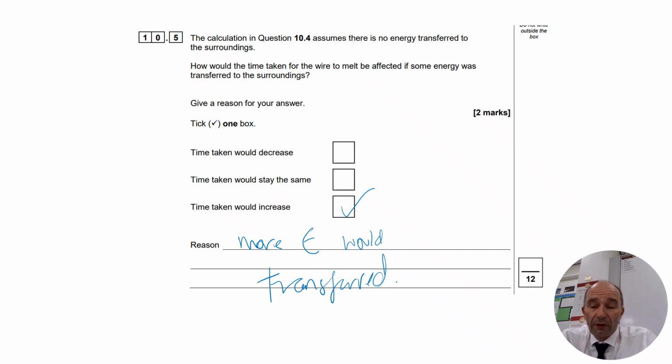Well done if you got 12 out of 12. You now need to add up your total score out of 100. Well done if you got 100.